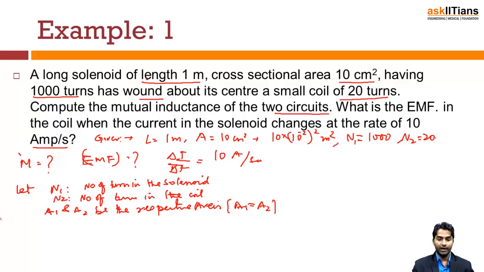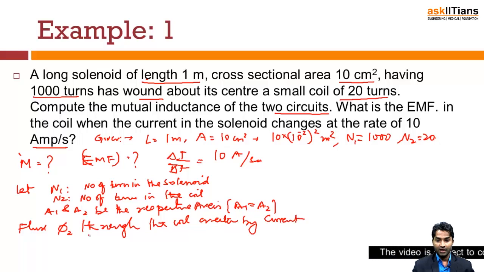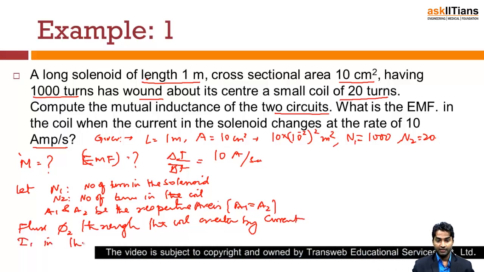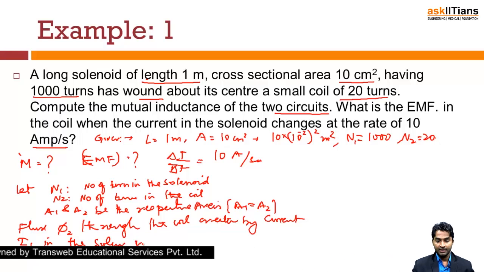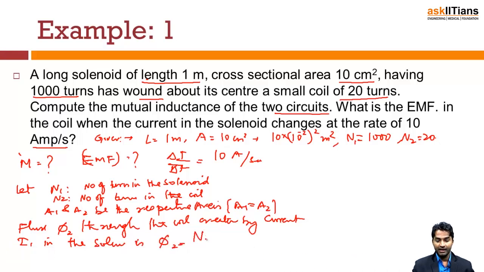Now, the flux phi 2 through the coil, created by the current I1 in the solenoid, is phi 2 equal to N2 times B times A2, where B is the magnetic field due to the solenoid. So phi 2 is equal to N2 times the magnetic field due to a solenoid, that is mu naught N1 I1 upon length, into A2.